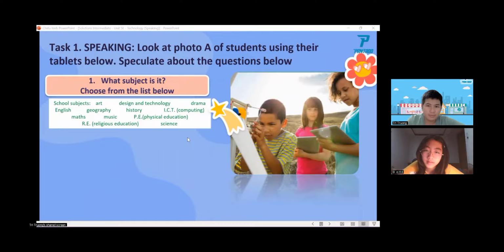There are 3 children, and they use tablets outside, and it is, I think, in the noon or in the afternoon because the sunlight is going down. Yeah.